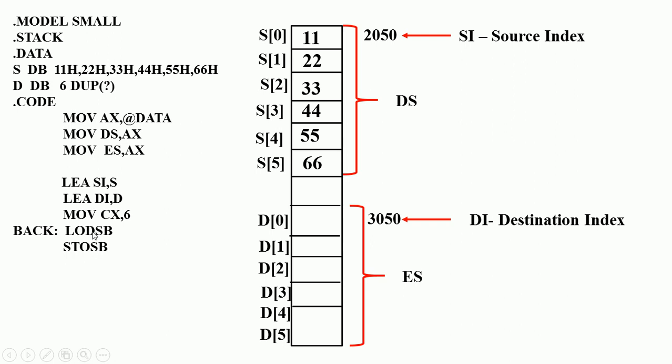What is the purpose of using load string byte? To transfer data from memory to AL. What is the purpose of using STOSB? To transfer data from AL to this memory. Then loop. What is the meaning of loop? It decrements the content of CX by 1. CX becomes 5.